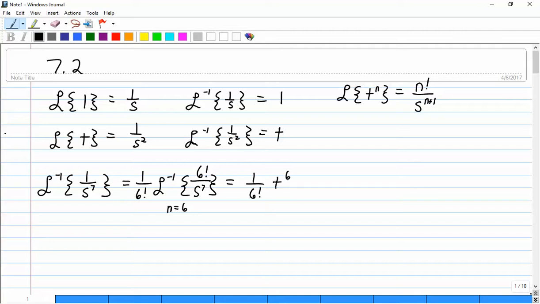And then 6 factorial is what? Let's see, 5 factorial is 120, 6 factorial is 720. So that would be 1 over 720 t to the 6th.